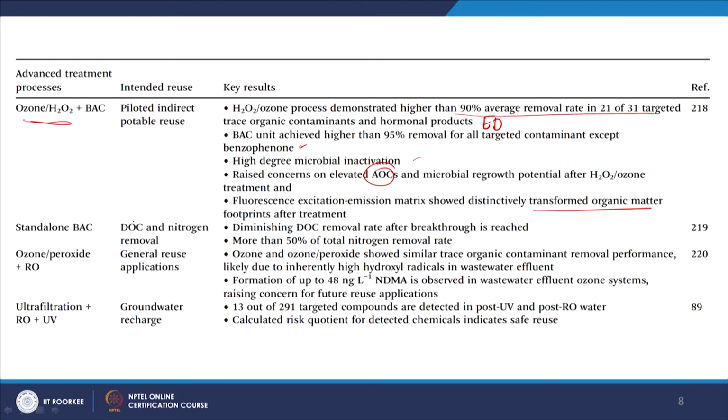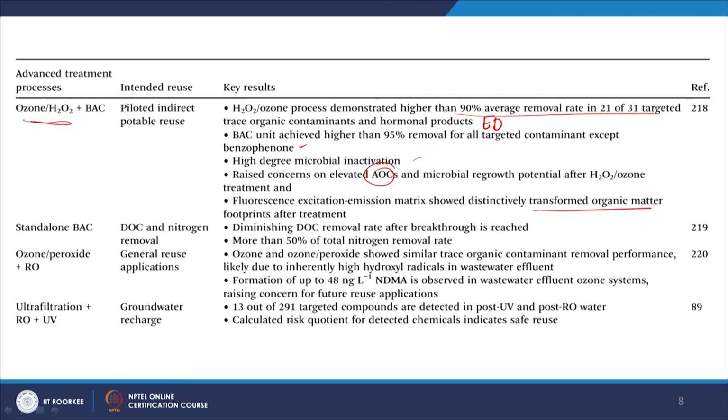Then they did standalone BAC, so remove the advanced oxidation part, just standalone biological activated charcoal, and they wanted to do this for removing DOC, dissolved organic carbon, and nitrogen. They noticed that the removal rate of DOC reduces after the breakthrough point is reached. Also, 50% of total nitrogen was removed.